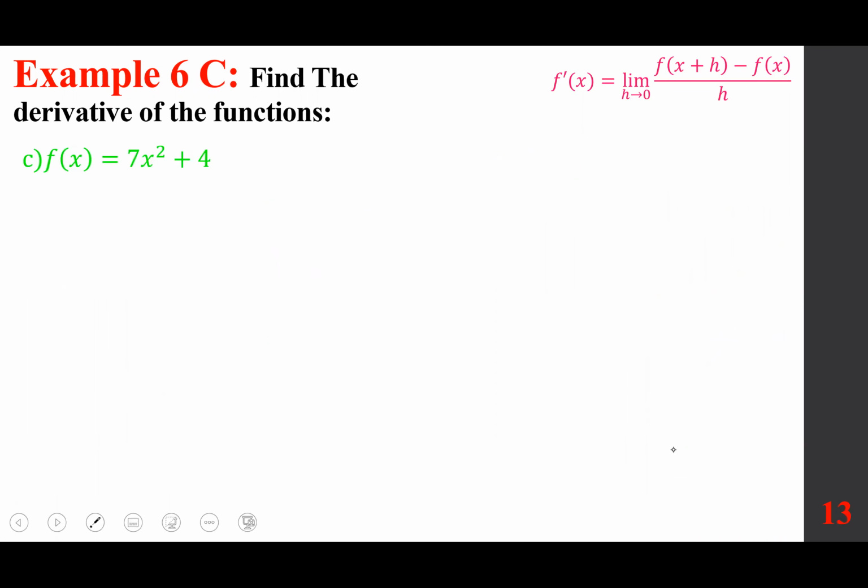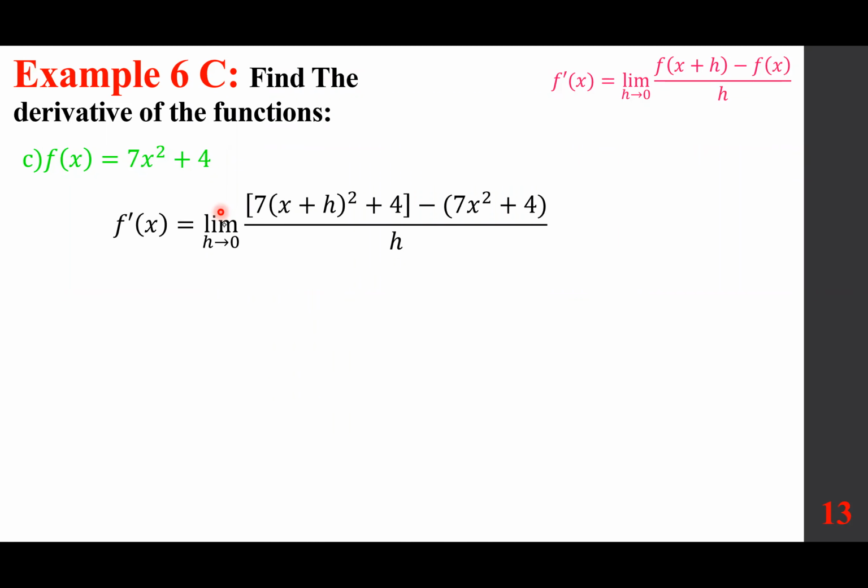Here's the last question. Again, all of these questions can be done in a split second using the next section, okay? But let's go with the definition, f prime of x. If we can write the limit properly, practically we are done. f prime of x is the limit as h approaches 0 of this expression. Of course, the denominator is simply h, not a big deal. Let us write f of x plus h. Okay, 7 times x plus h squared plus 4 minus f of x is this thing.